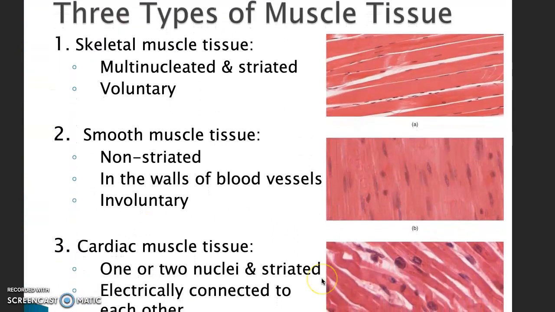So here are the 3 types of muscles. The first one is skeletal muscle tissue. As you can see, it has lines, and it has dots which are darkly stained nuclei. This makes it striated also. And the thing about skeletal muscle is that it is voluntary.